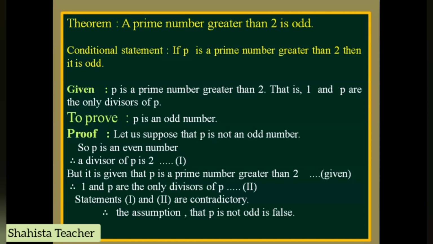That is why we prove this, and that the assumption that p is not odd is false. So here is the last proof, that a prime number greater than 2 is odd. That means all prime numbers above 2, all numbers greater than 2 that are prime, are odd numbers. Is that clear?